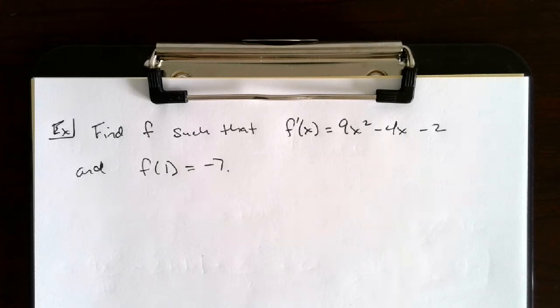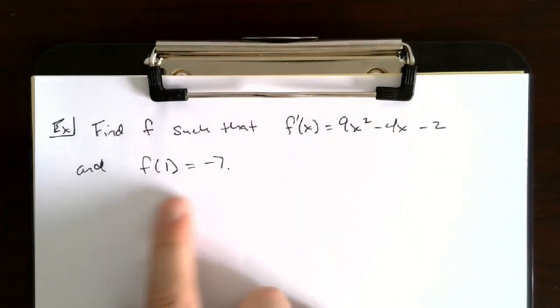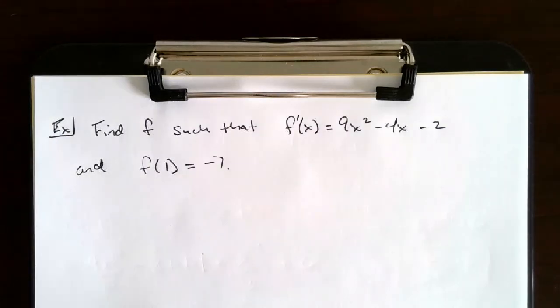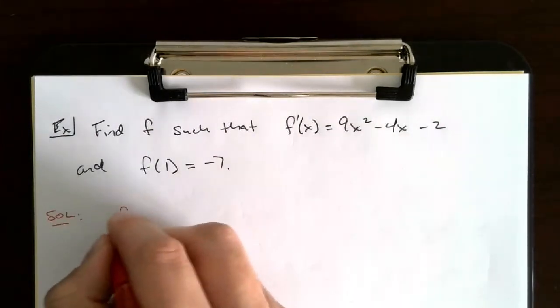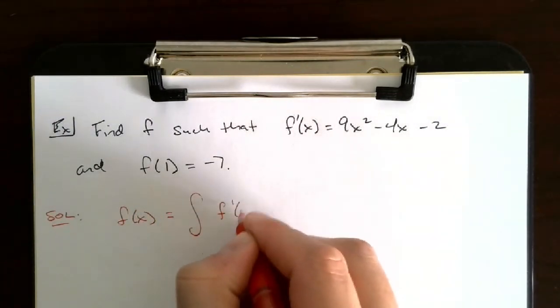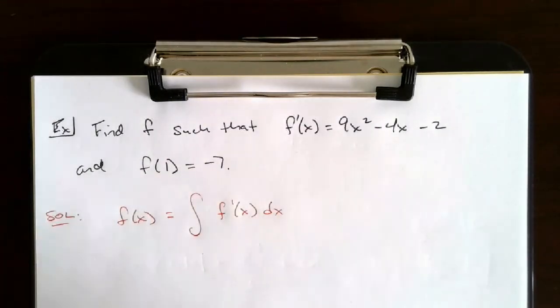So what you want to do first is find the general function, the one for just f of x, when you take the antiderivative of this. And then once you have that, we're going to use this initial condition they gave us to determine the particular solution. So for our solution, the first thing I'm going to do is say, to find f of x, what I really need to do is take the integral of f prime of x dx. That's really what it means, that the antiderivative of f prime will give me the original function f.